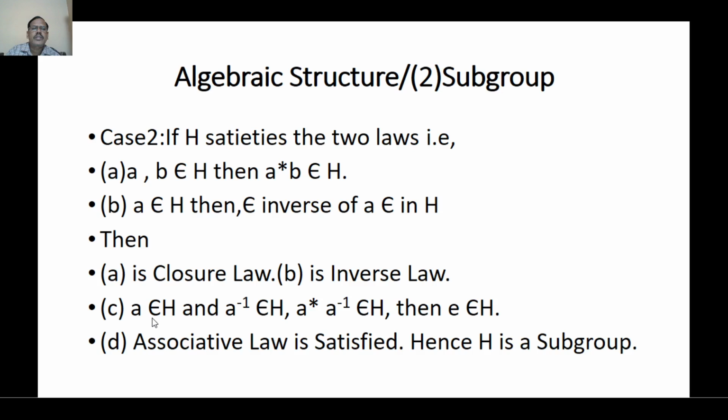So a belongs to H, a inverse belongs to H, a into a inverse by first property belongs to H, so e belongs to H, and hence it satisfies identity property, and associative law is satisfied because H is a subset of G, and hence H is a subgroup of G. So this is clearly the easiest proof. If H is a subgroup of G, then it satisfies these two properties, and if it satisfies them, then it becomes a subgroup.